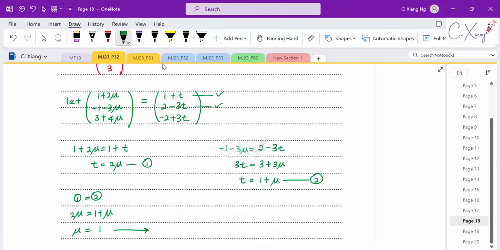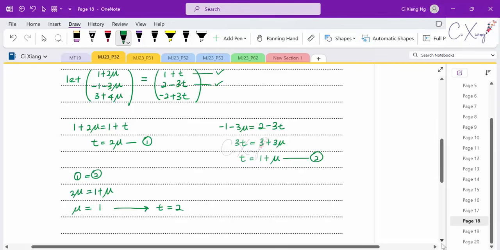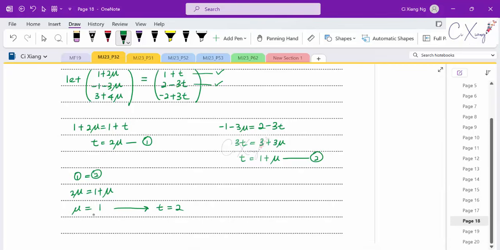If mu equals 1, substitute back into equation number 1 or equation number 2, then you can get the value of t, which equals 2. So I already get the value for mu and t, right? If both lines are intersecting with each other, that means if I substitute these two values into the third equation, both sides will be the same. If after I substitute these two values I didn't get the same answer from left and right hand side, that means the values of mu and t are not correct for the third component in this vector equation. Therefore, that also means that they are not intersecting with each other. So that's the meaning.